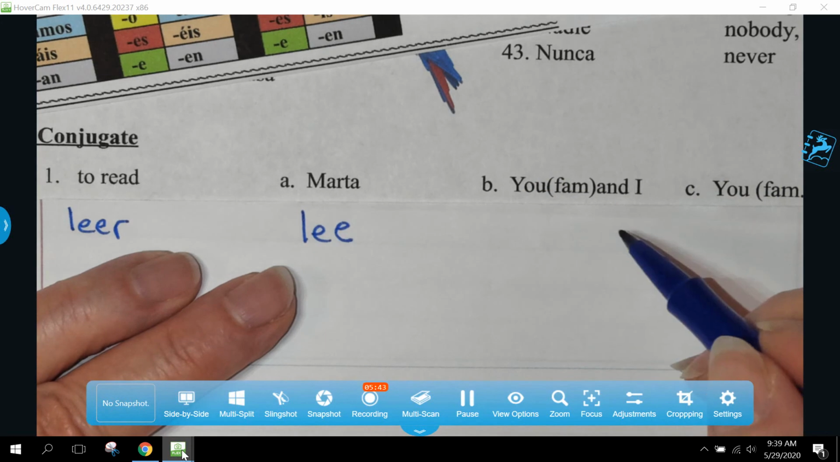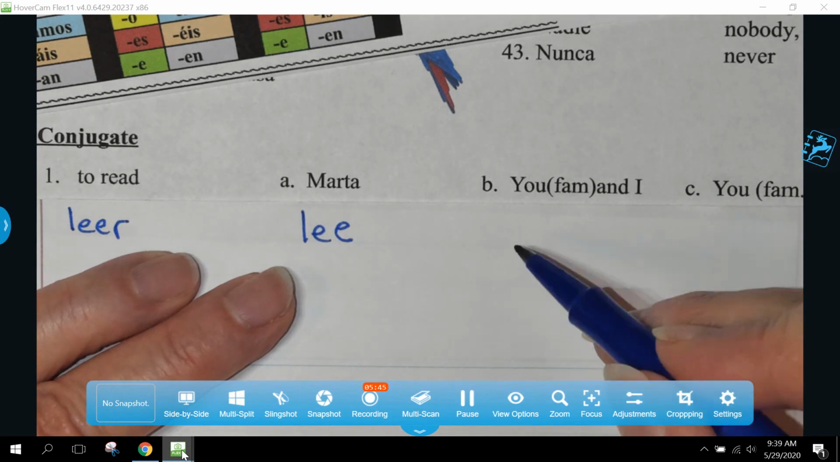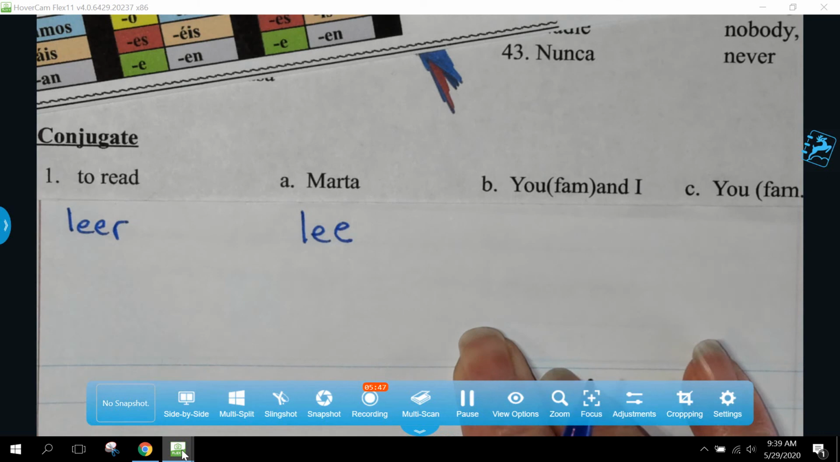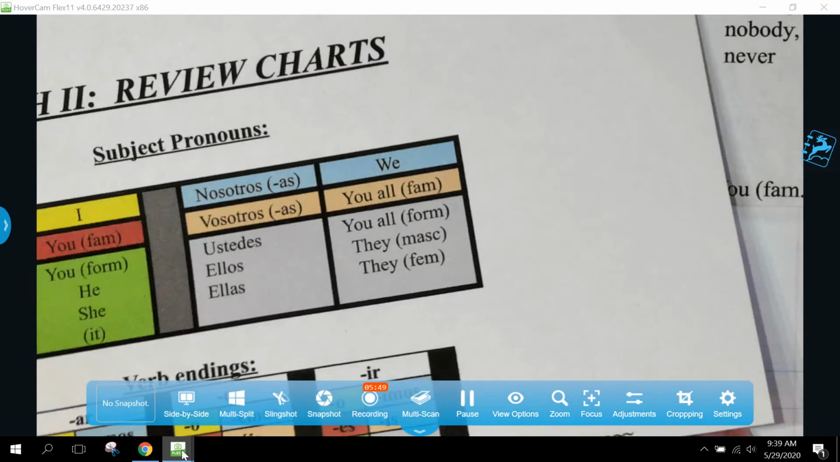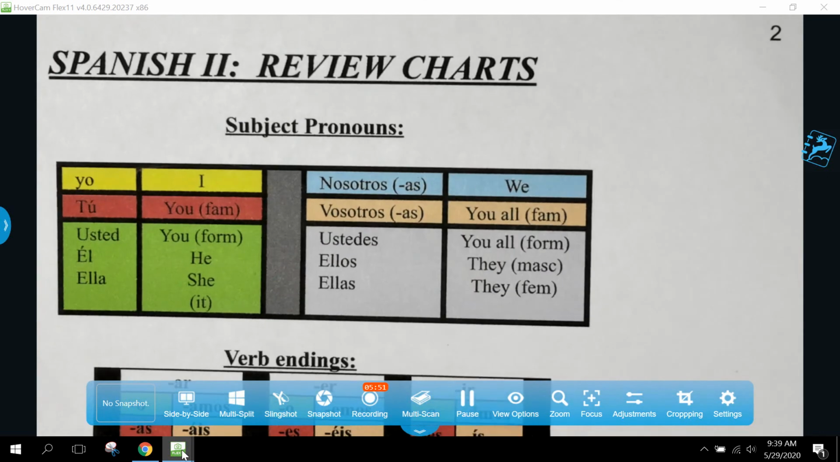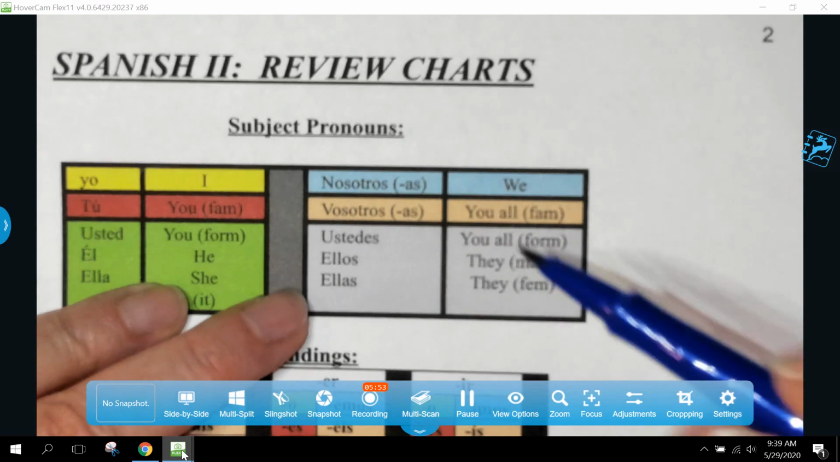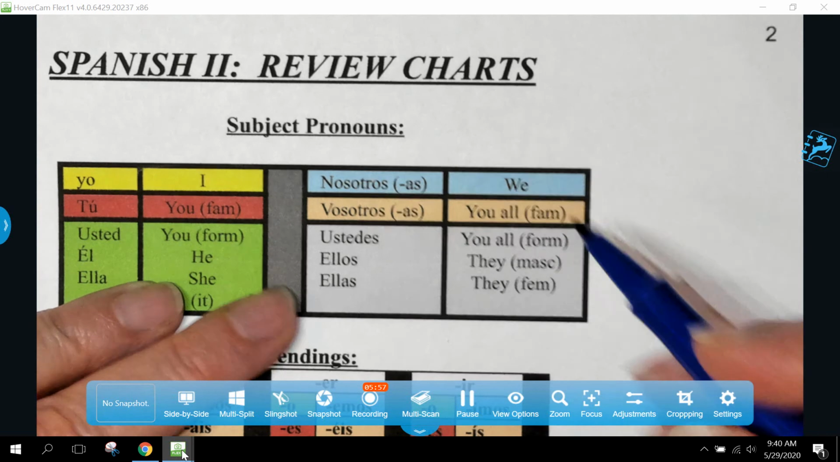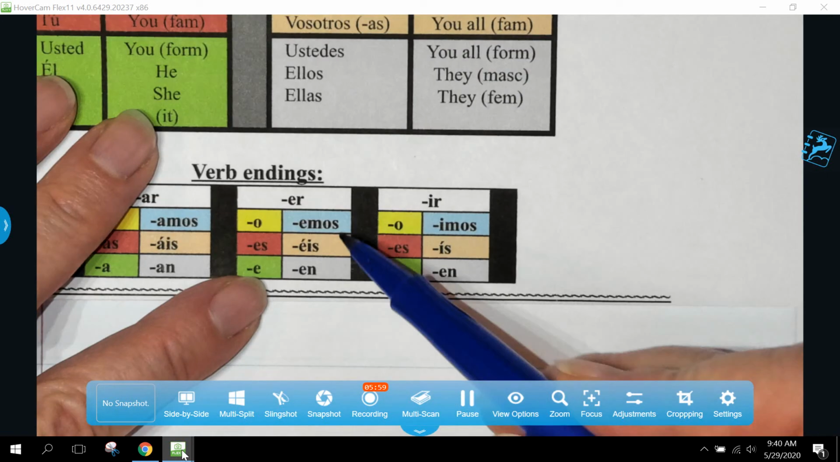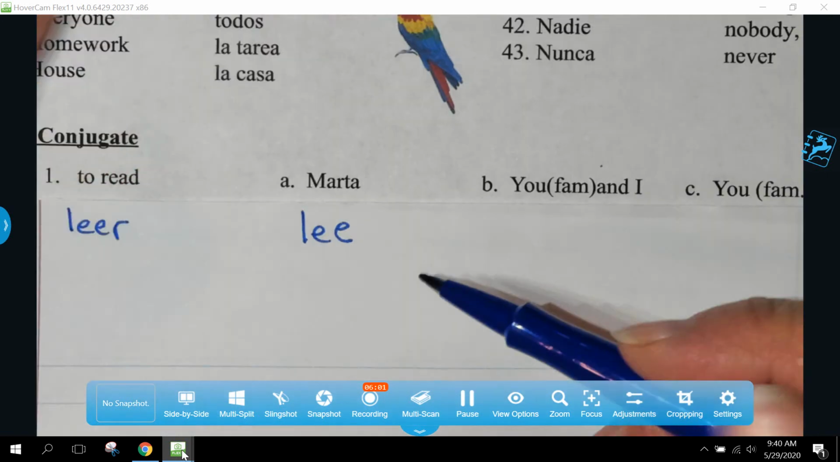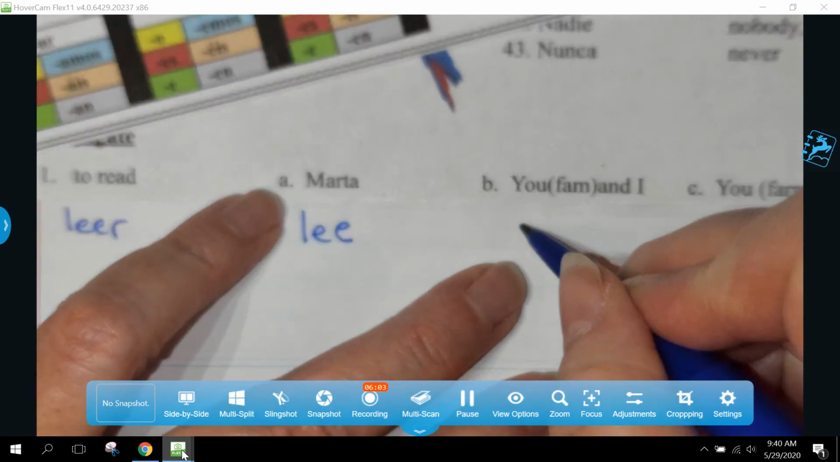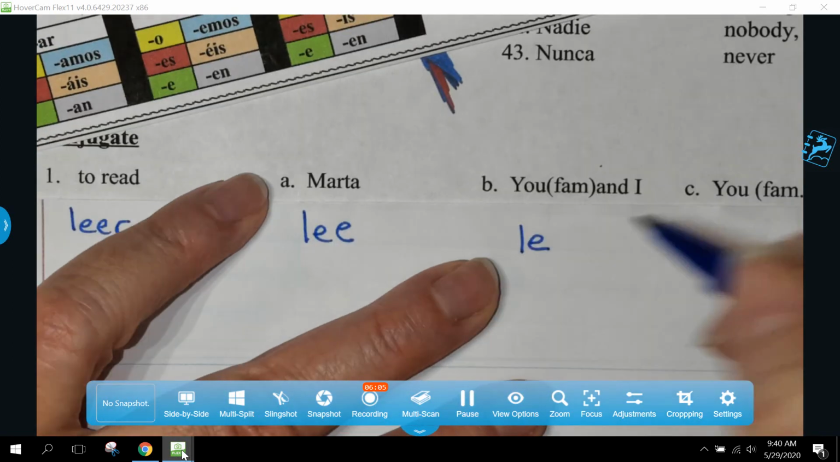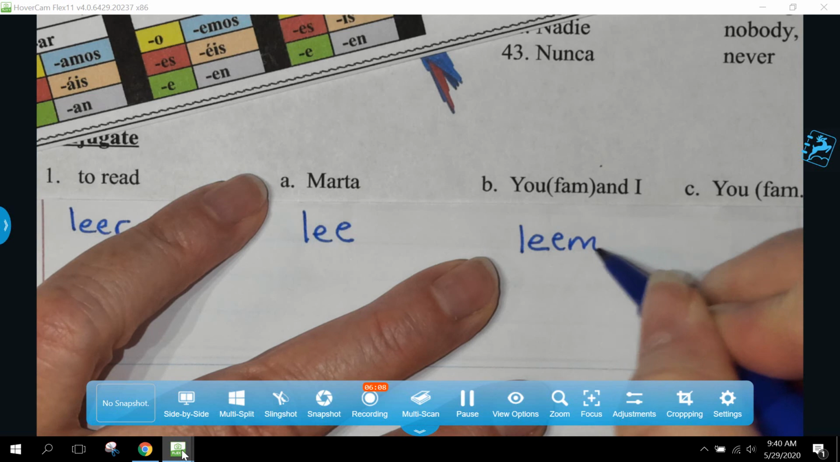Then, you familiar and I. You familiar and I go to the zoo. Who goes to the zoo? More than one person. So we are on the right-hand side of the chart. If you and I go, that is the same as we go. So we are in blue. We're in the ER chart. Blue here is EMOS. You keep that first E, take off the ER, leemos.